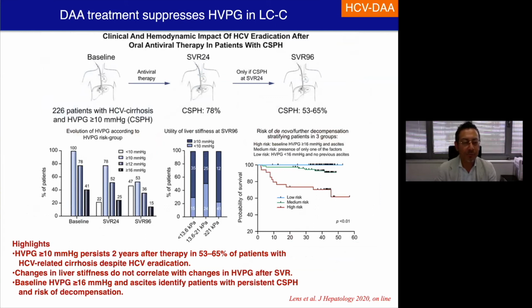Furthermore, very recently, Lens demonstrated that hepatic venous pressure gradient more than 10 mmHg persists 2 years after therapy in about 60% of patients with cirrhosis despite HCV eradication, and baseline HVPG more than 16 mmHg and ascites identify patients with persistent clinically significant portal hypertension and risk of decompensation.